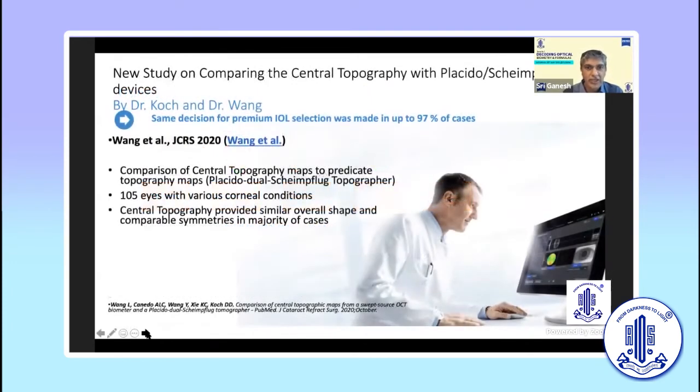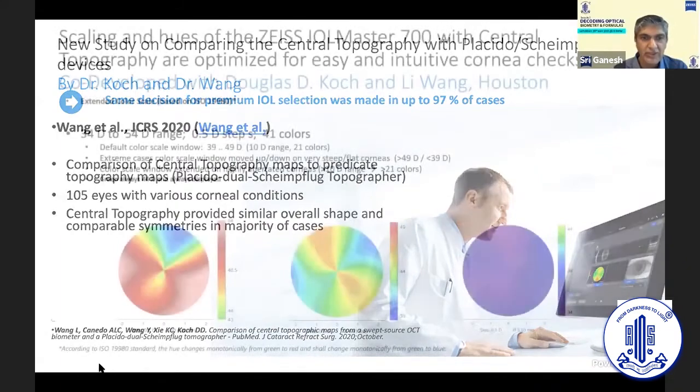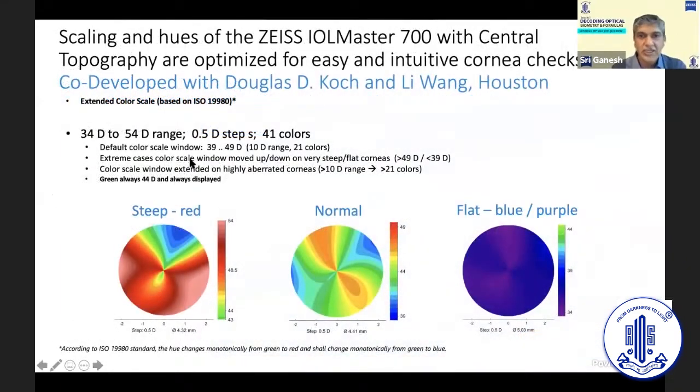There are several studies which were done by Doctor Koch and Dr. Wang, where they compared central topography with other Scheimpflug topographies to see if it can pick up corneal conditions, in 105 eyes. They found that central topography provides similar overall shape and symmetries in the majority of the cases. And this is the scaling with the IOLMASTER 700 central topography. You have the range from 34 diopters to 54 diopters in 0.5 steps and 41 colors.